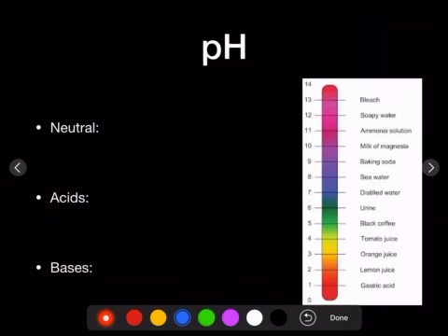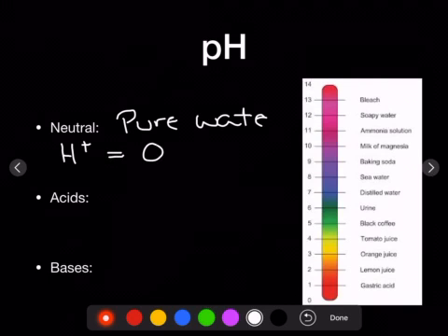A neutral solution is something like pure water. Pure water has an equal amount of hydrogen ions and hydroxide ions, so an equal amount of H plus and OH minus. In other words, there's no preference to basic or acidic. That would be something like distilled water or pure H2O. That is a neutral solution, and the pH of that is 7.